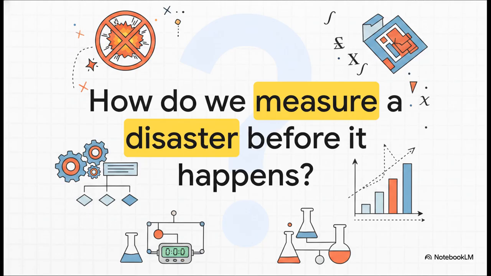Which brings us to a really fascinating question. How exactly do you measure a disaster before it even happens? How do you assign a tangible, hard number to an event that hasn't occurred yet, but could literally level a city block if it did? Well, to prevent total chaos, safety engineers need a highly systematic, ruthlessly mathematical approach to quantify danger.